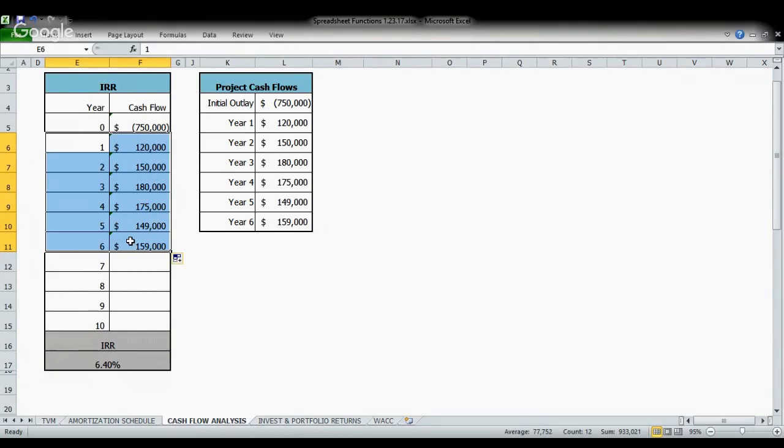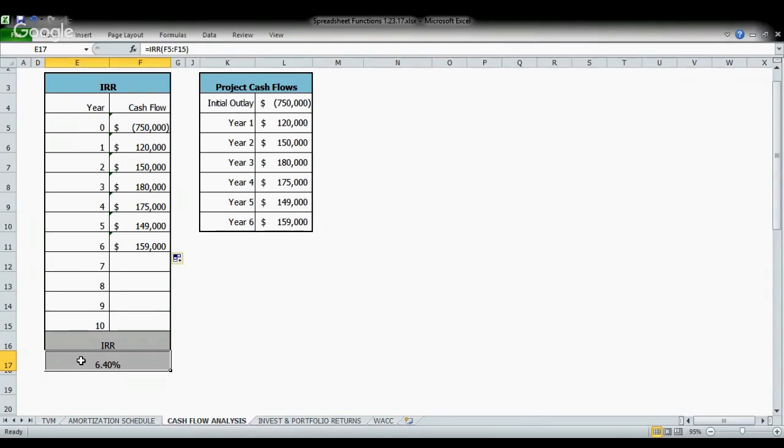If you look what's happened, guess what? Excel already did all the work for us. The internal rate of return for this particular project and these particular cash flows is 6.40. So we're talking just about 6.5% return. What does this mean? Nothing really without some type of context, because what we have to look for is our threshold, what's our benchmark.